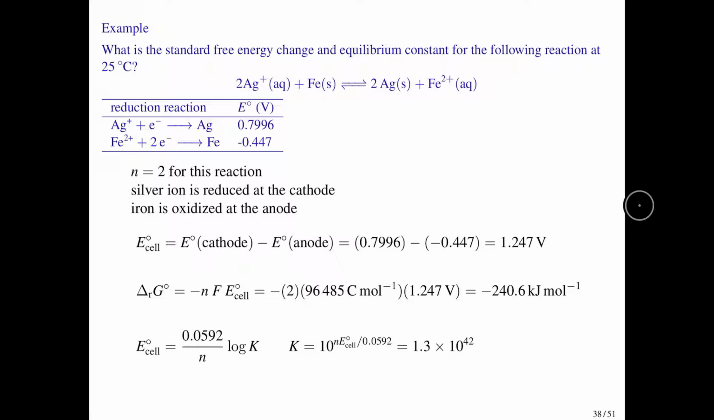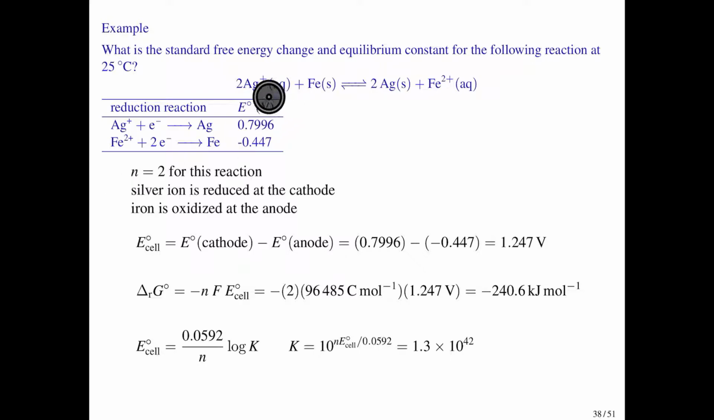In this problem, we're being asked to calculate the free energy of the reaction and the equilibrium constant from the cell potential. So we have a redox reaction. We have the table of half reactions. We can deduce by analyzing the electrochemistry here that the number of moles of electrons transferred per mole of reaction is 2, right? You've got 2 silver pluses being reduced. That's going to require them to gain 2 moles of electrons.